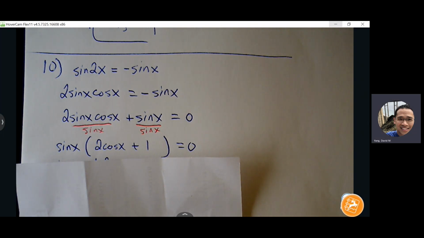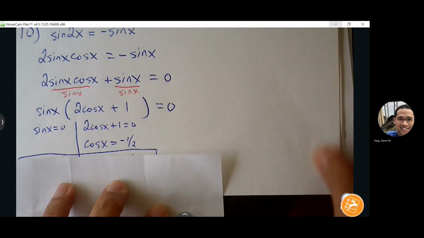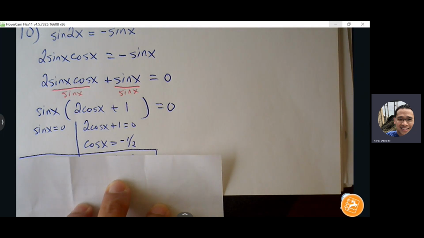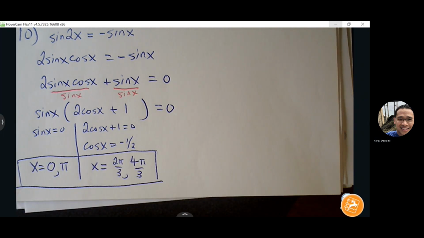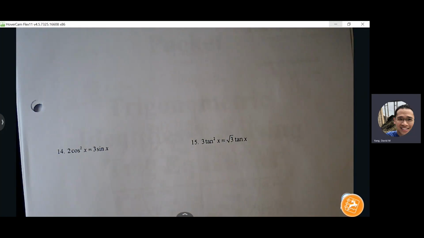Okay, set sine equal to 0, set cosine equal to -1/2. Sine equal to 0, we saw that from above, 0 and pi. Where's cosine equal to -1/2? Yeah, in that pi over 3 family, second and third quadrant. Continue on, number 11, page 25.